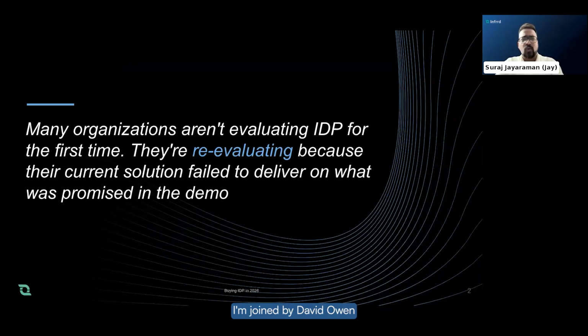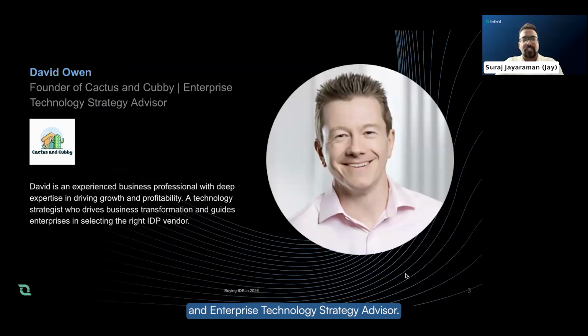I'm joined by David Owen, founder of Cactus and Cubby, an enterprise technology strategy advisor. He has helped various enterprises identify the right document automation tools, and he has also understood what truly matters when making this very decision. Today, we are excited to hear his honest, actionable, and unfiltered insights on how to get your IDP vendor evaluation right, and also to ask the right crucial questions before you commit.